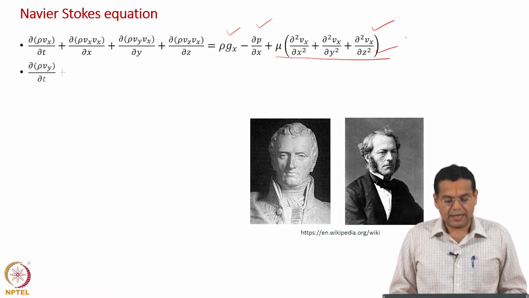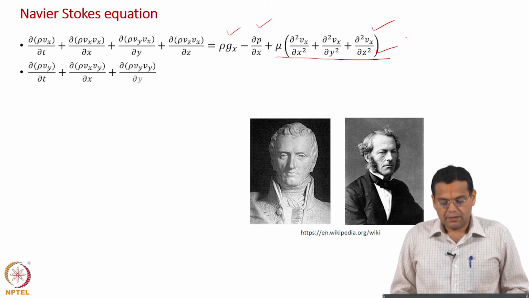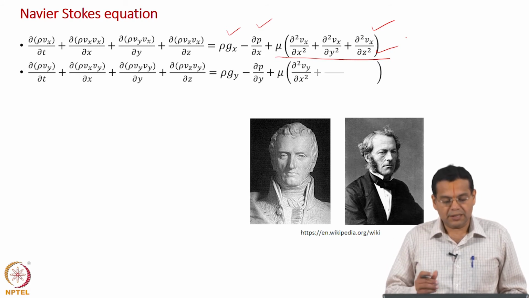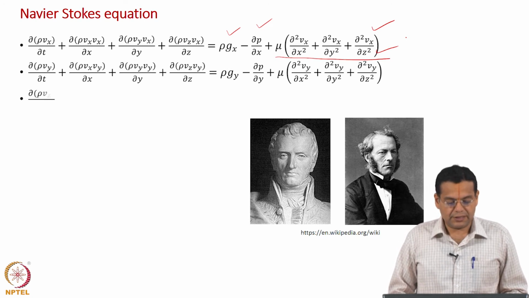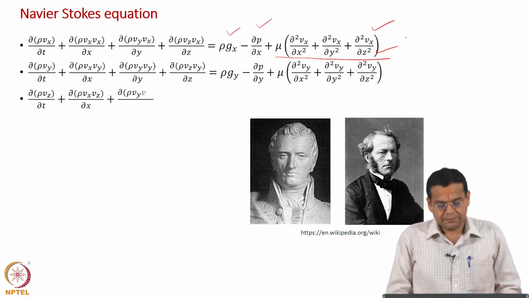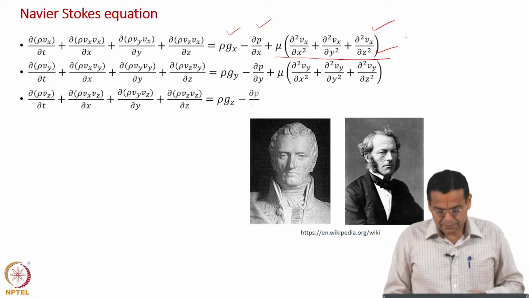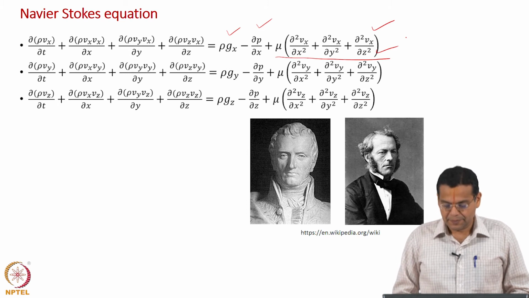And similarly other directions, we know that we had linear momentum balance, one for each direction. So, similarly we have the Navier-Stokes equation also, one for each direction, okay. Of course, similarly for the z direction as well. Okay. Of course, that is Navier, that is Stokes here, okay.